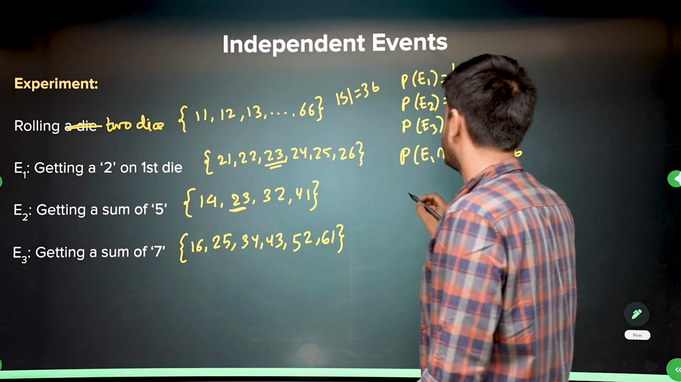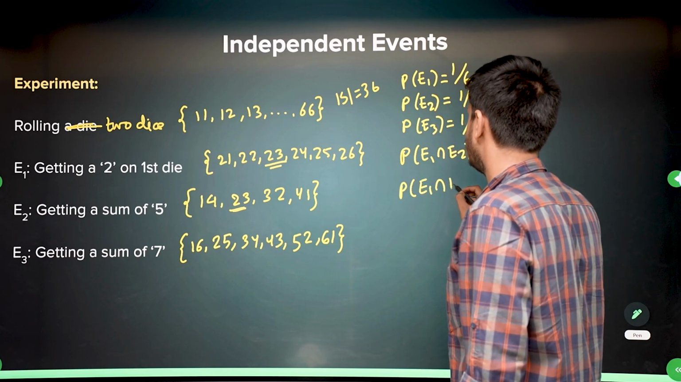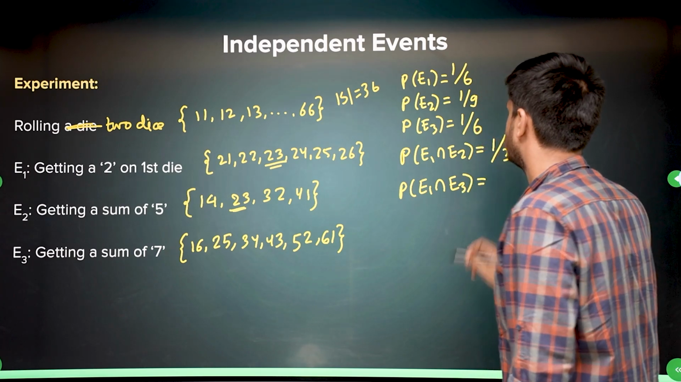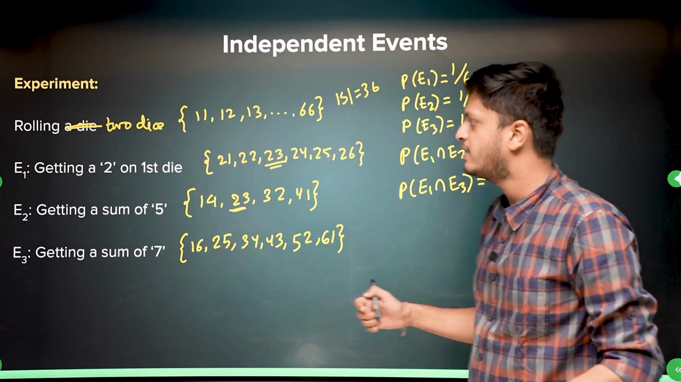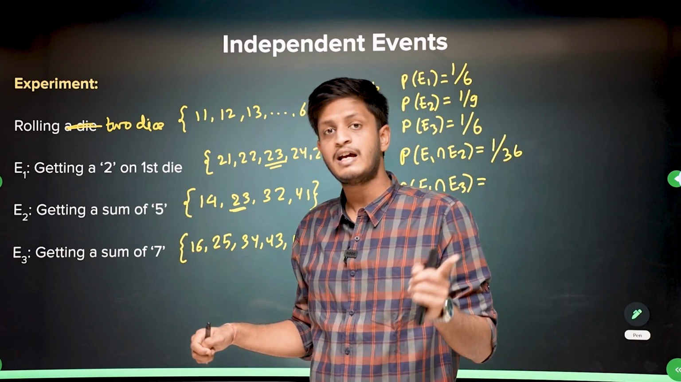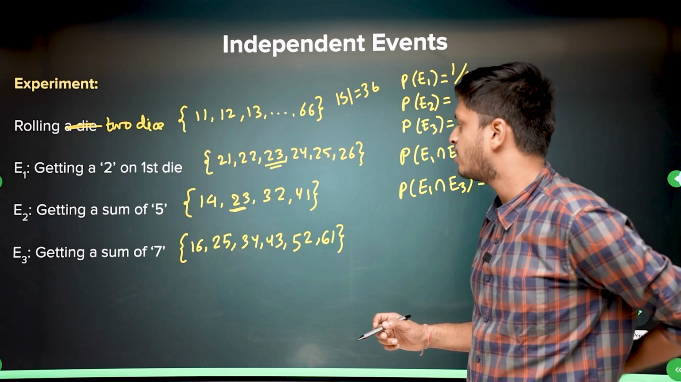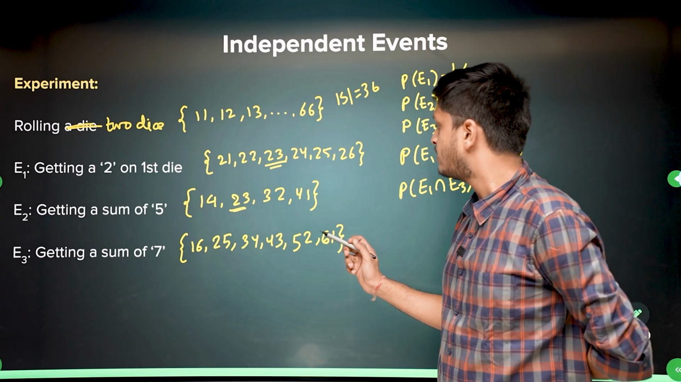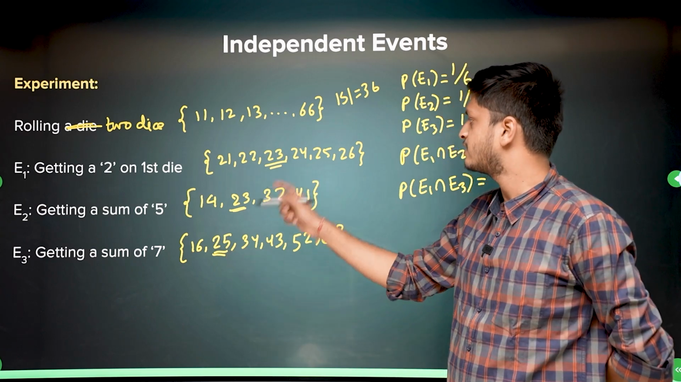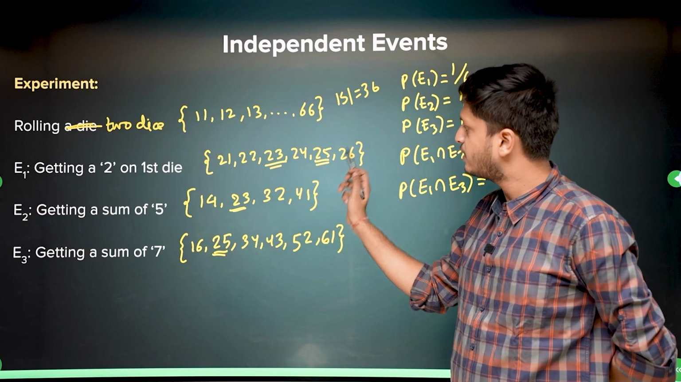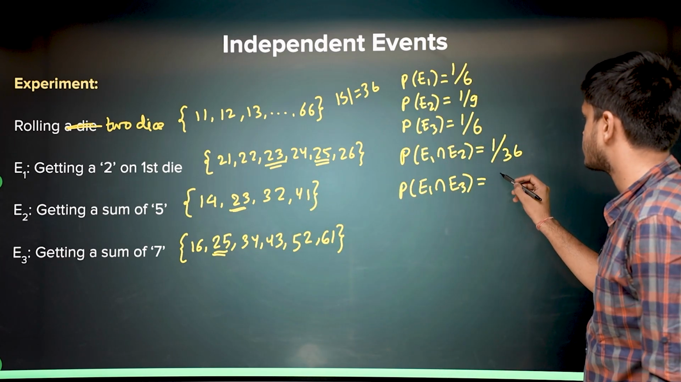Similarly, what is the probability of E1 intersection E3? Let's see the first and third events, which means getting a 2 on the first die and getting a sum of 7. So how many elements are common? Only one element is common, (2, 5). (2, 5) is common in both, because you are getting a 2 on the first die and a sum of 7. So only one outcome, so again 1 by 36.